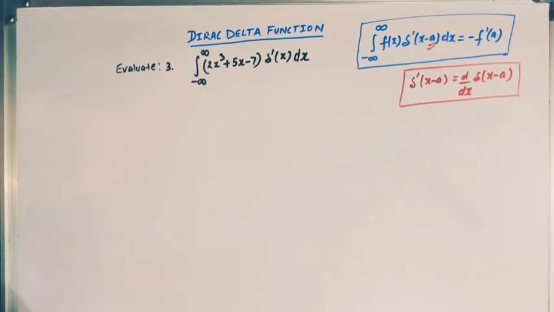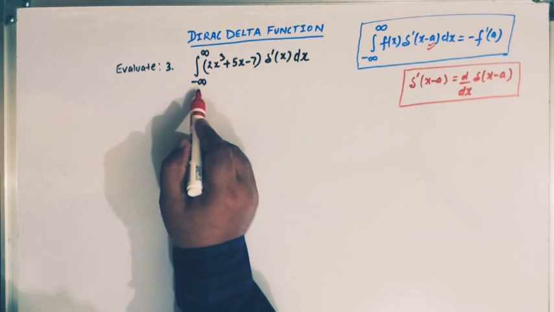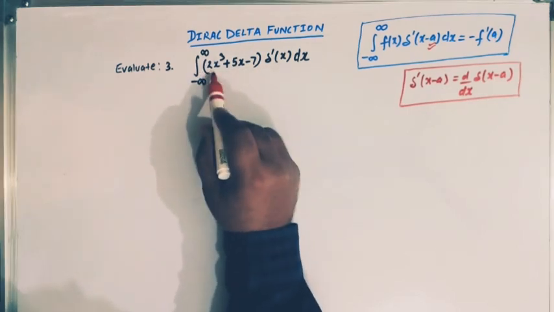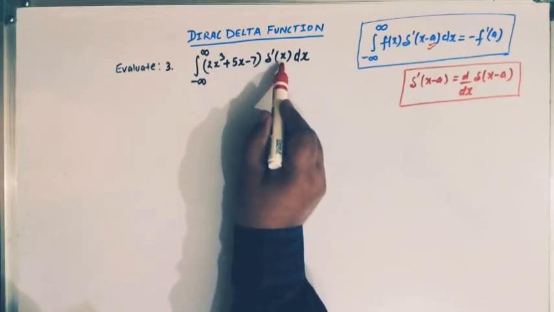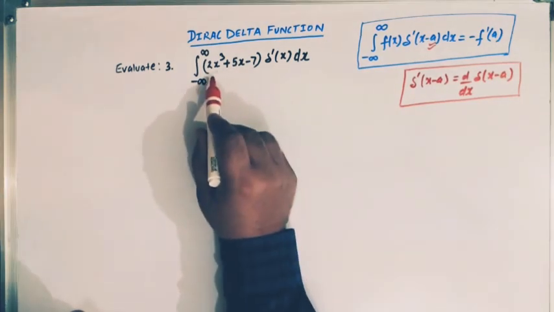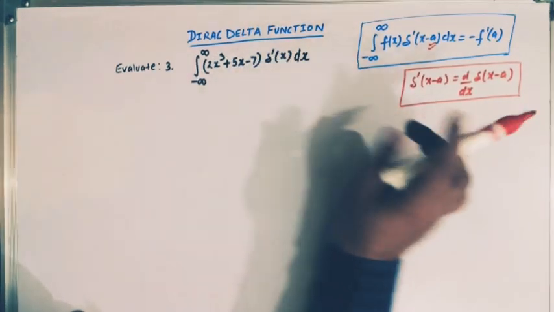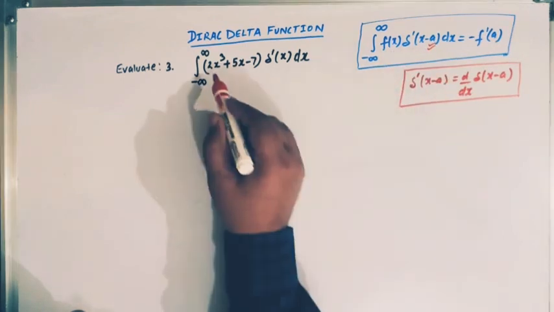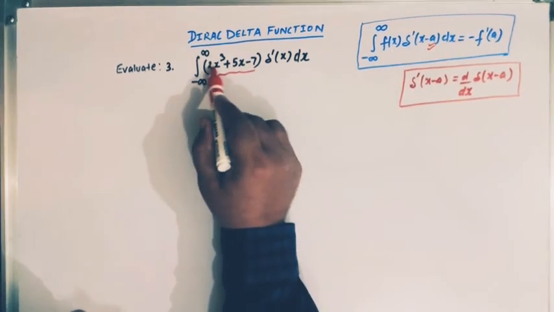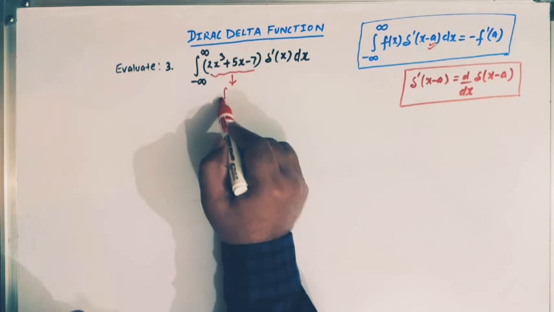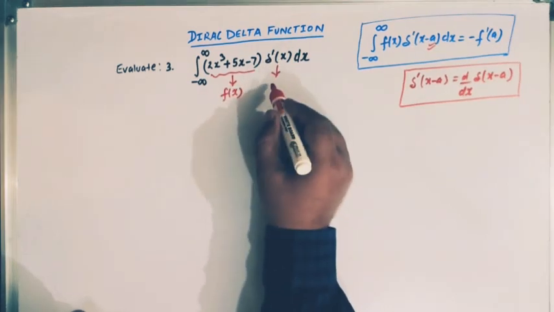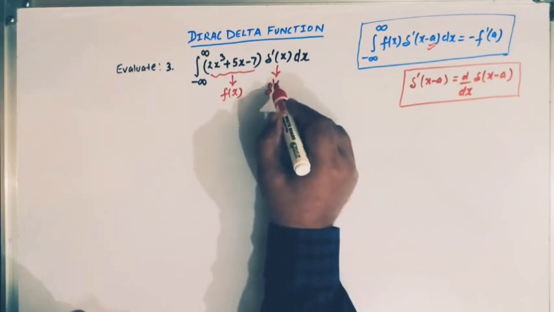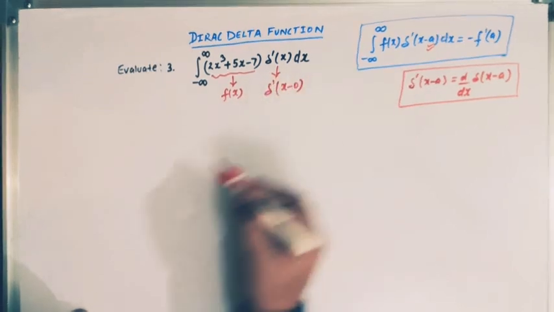Now let us take this third problem. So here we have to integrate this function 2x cubed plus 5x minus 7 and delta prime of x, right? So again, what we will do, we'll compare this integral with this one, right? And we see that this cubic function is f of x, and here we have delta prime of x, which can be written as delta prime of x minus 0, right?